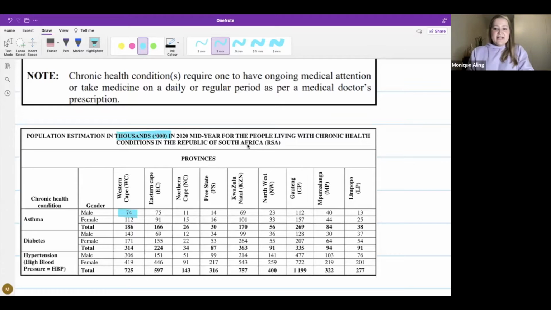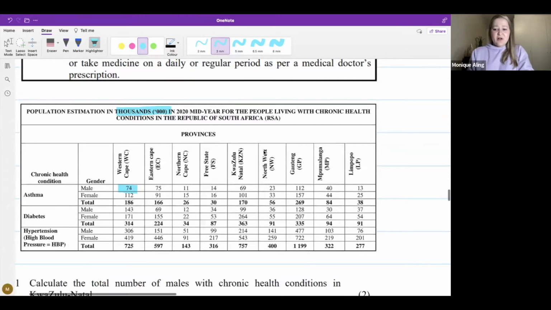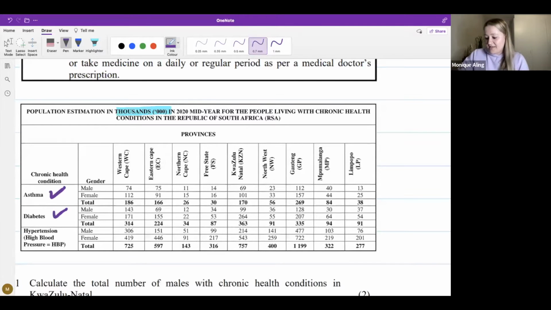All right, so looking at this table, it might be a bit harder to zoom in a bit more. We can see there are three main chronic health conditions: asthma, diabetes, hypertension, which is high blood pressure. So these are the three that they are focusing on. Then they've given you the number of males, females, and the total of each chronic health condition for each province. There's quite a few numbers and things to take note of over here.